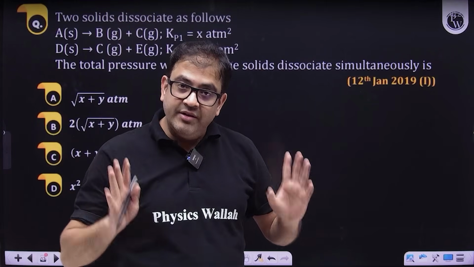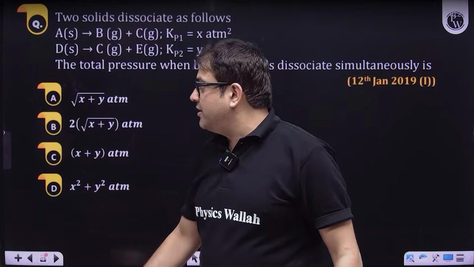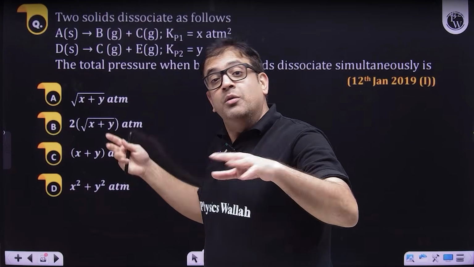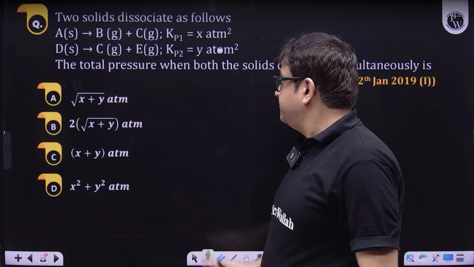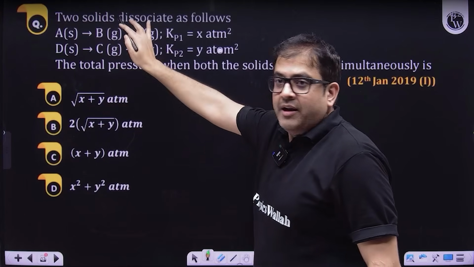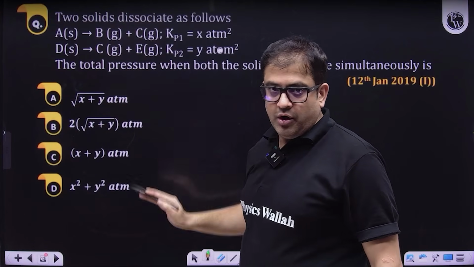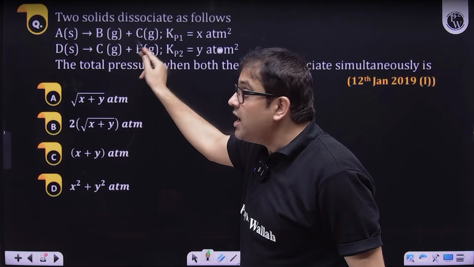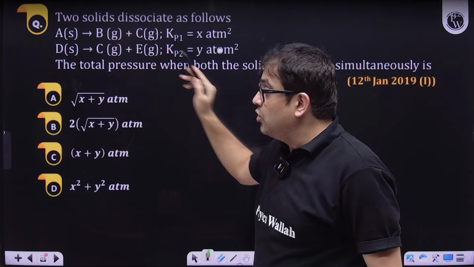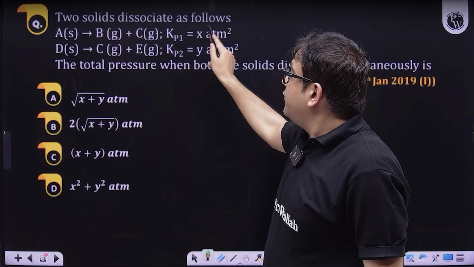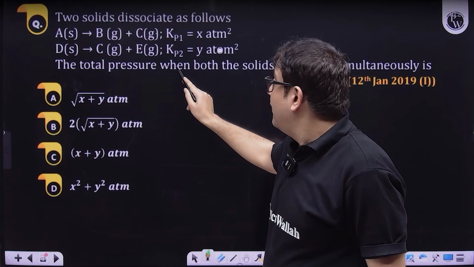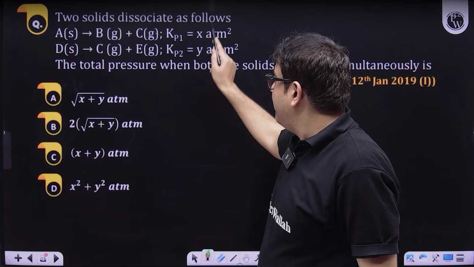The reason I'm discussing simultaneous equilibrium is because JEE asked it. A very simple one, although the mathematical approach is very good in this question. Now, two solids are given, A solid and D solid, decomposing simultaneously, forming B gas and C gas, and C gas and E gas. The Kp of the first reaction is given as X, and the equilibrium constants in terms of partial pressure of both are given as X and Y.